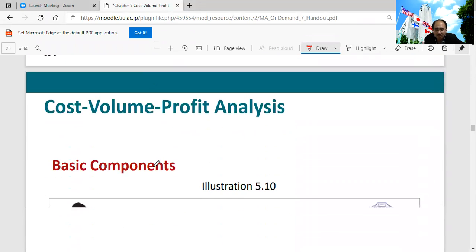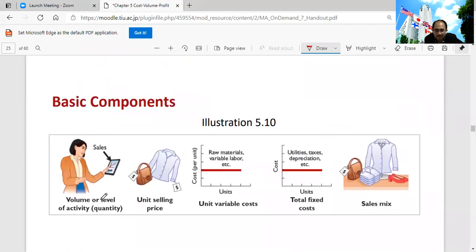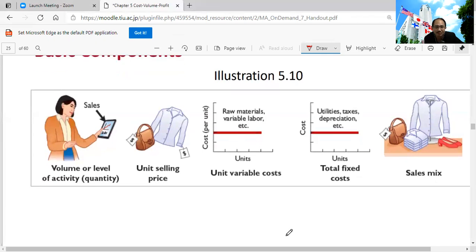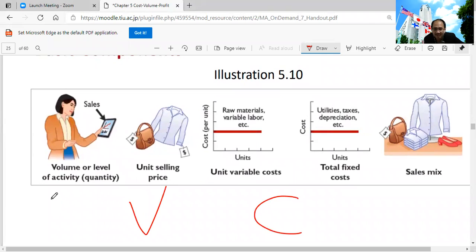So how does it actually work? Basically, we know the volume or level of activity and then the unit selling price. We also need to know the unit variable cost. We also need the total fixed cost, and then we can determine the sales mix. So that's why the name is CVP: cost, variable and fixed cost; volume; pricing, the unit selling price.